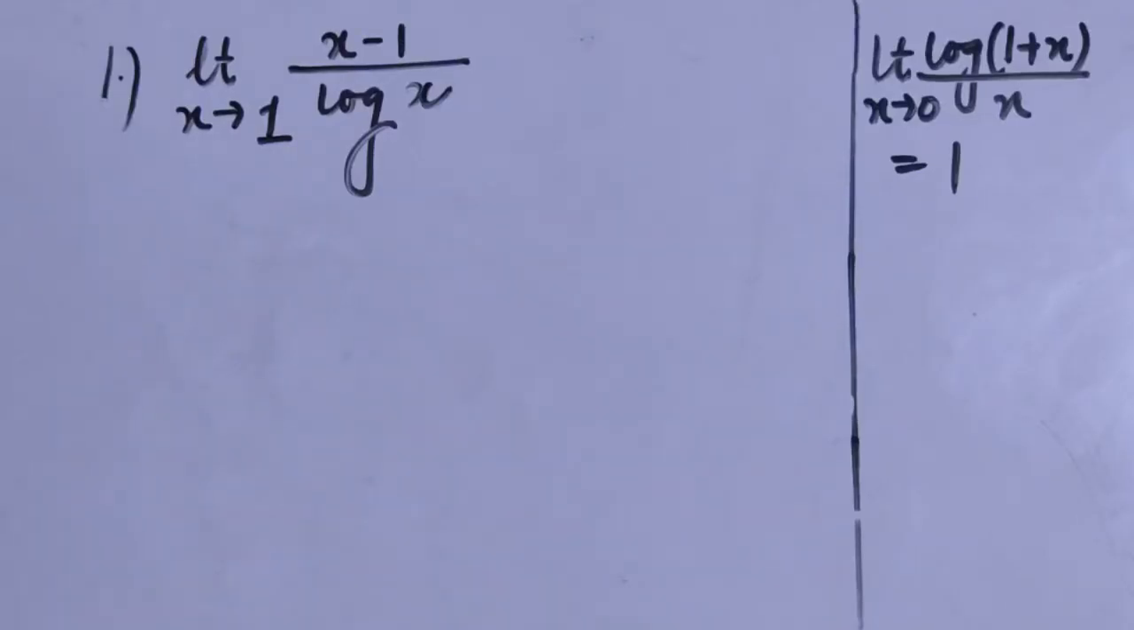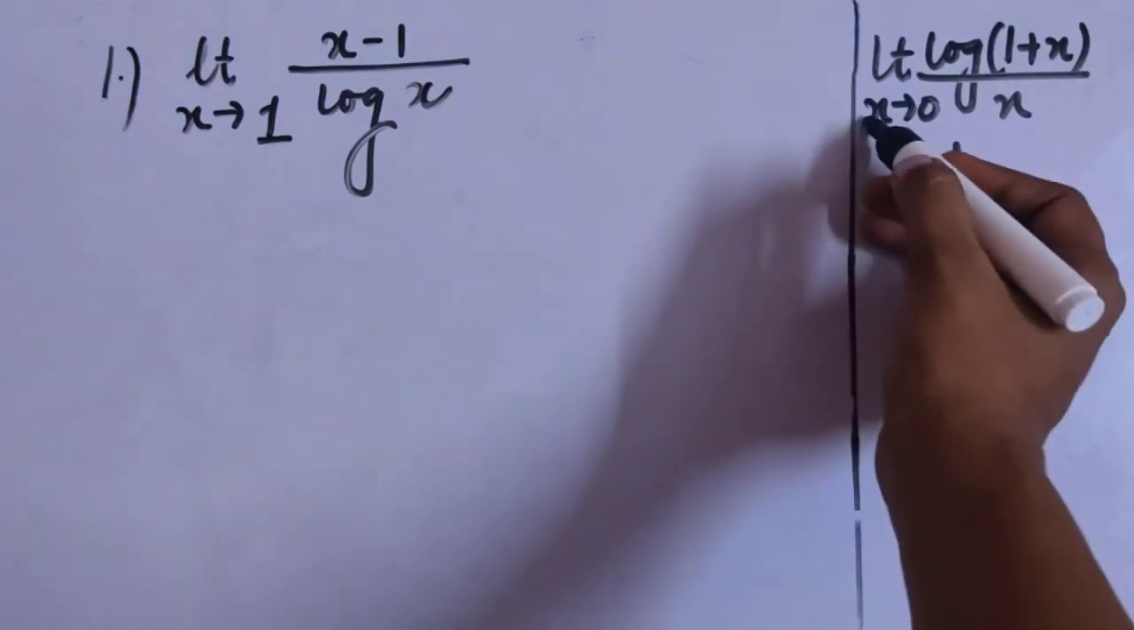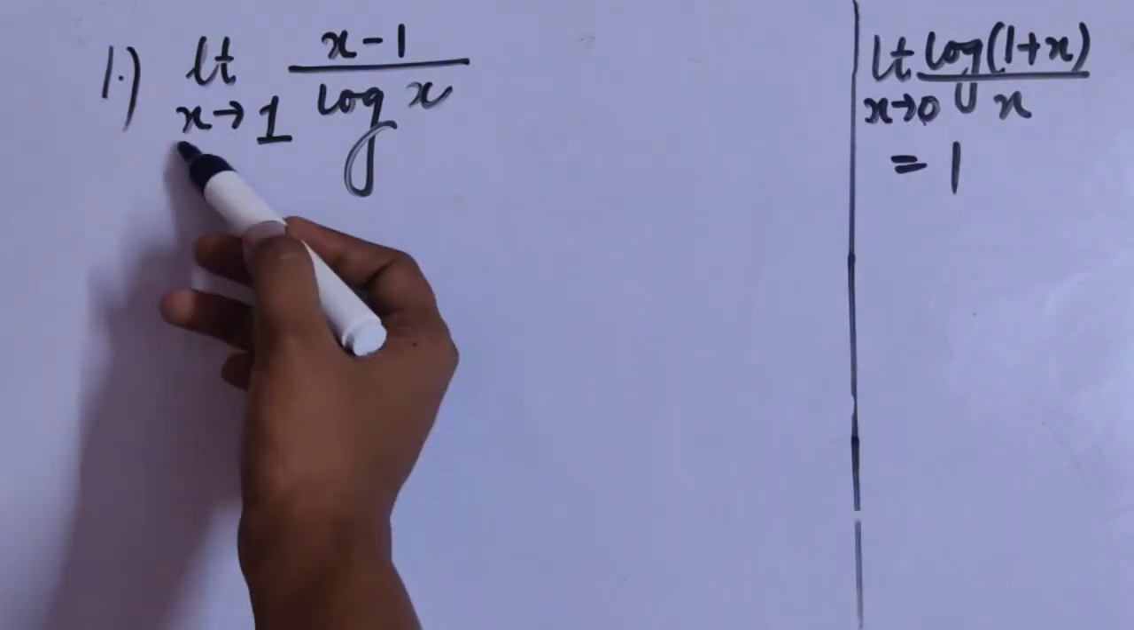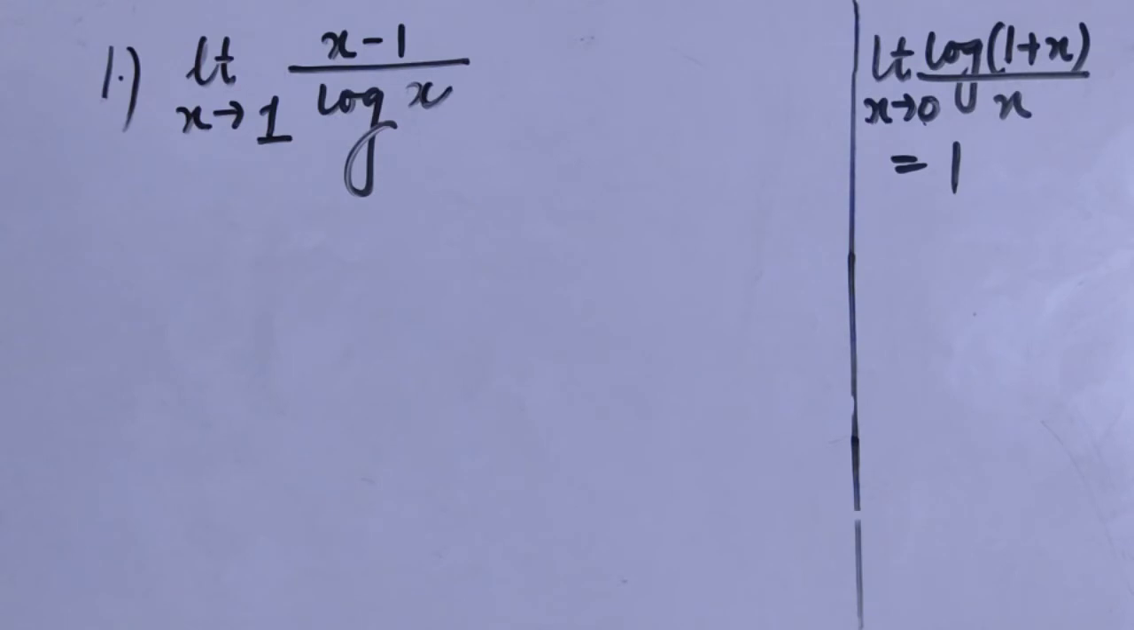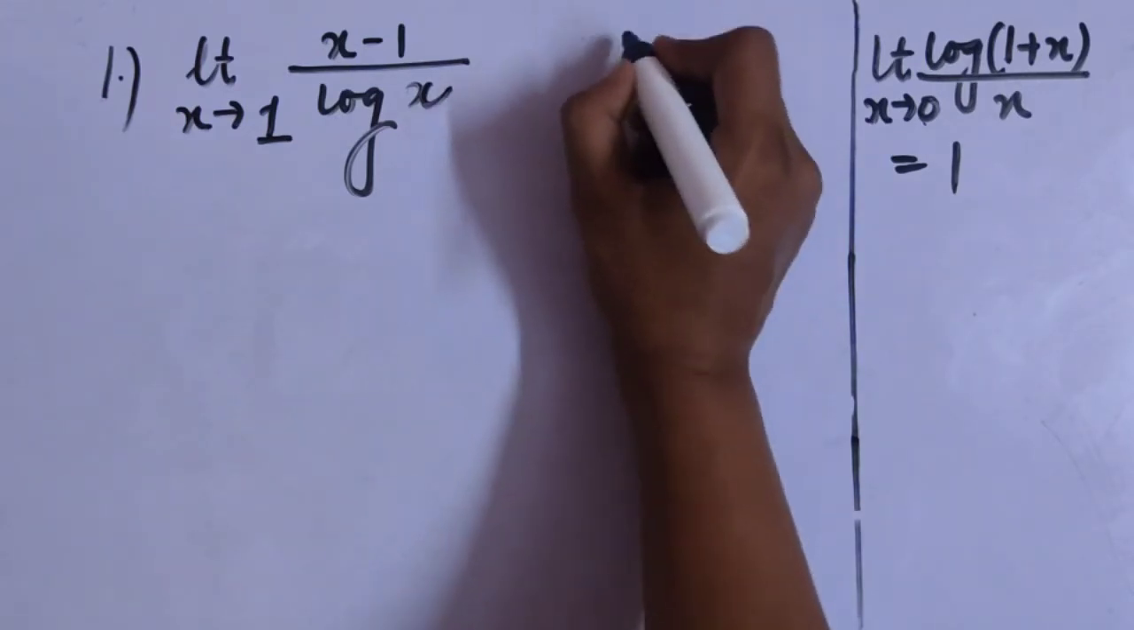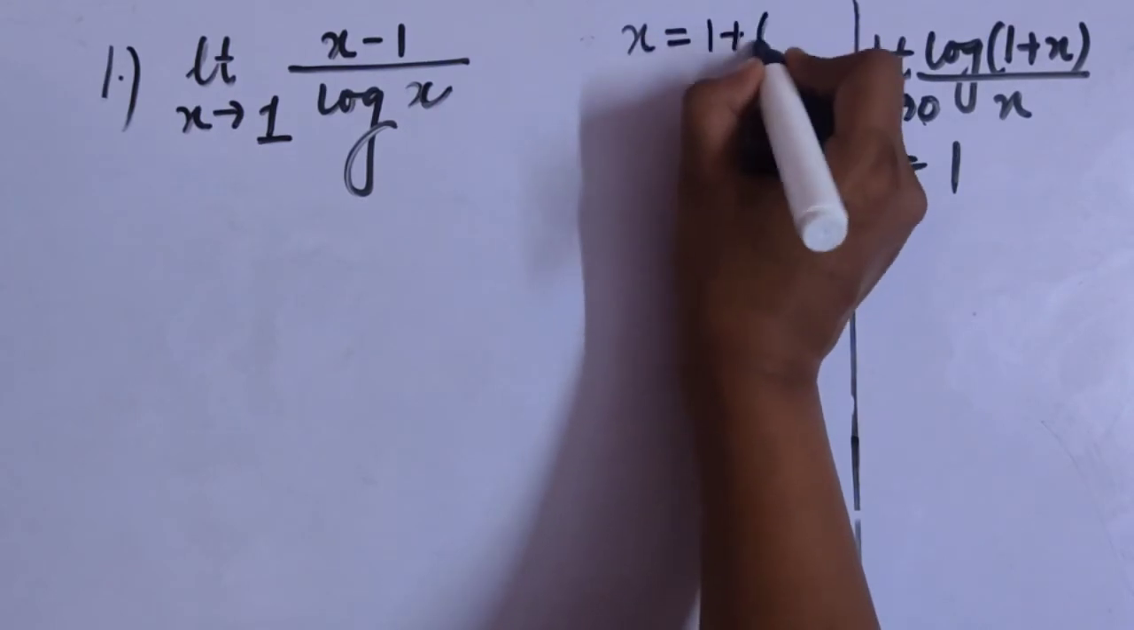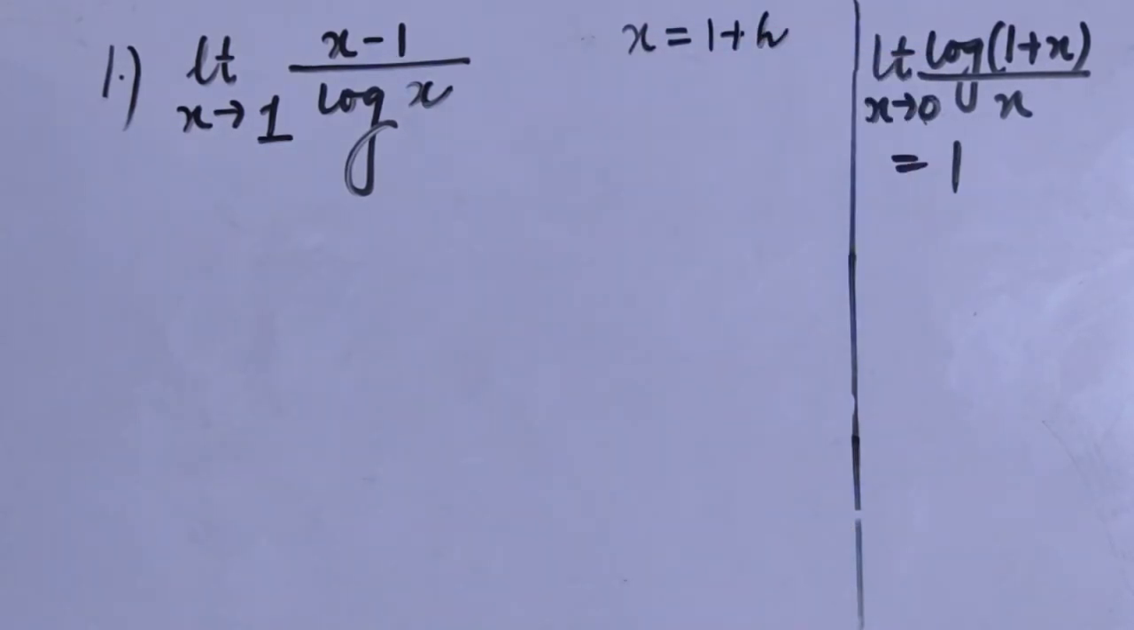Yes students, see question number 1 based on the logarithmic limit. Question number 1 is limit x tends to 1, (x − 1) upon log x. How we will solve it? First of all, the standard limit of logarithmic, which is limit x tends to 0, log(1 + x) upon x, is equal to 1. Note here students, one important thing: here x is approaching towards 0, but in our question x is approaching towards 1. So I'll take x = 1 + h.